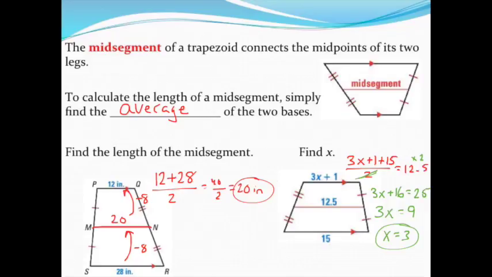Let's check this one the same way or a similar way we did the first problem. If I were to plug 3 back in for x, 3 times 3 is 9, and 9 plus 1 gets me 10. So this base is going to be 10 up here. If I wanted to check this, let's add up our two bases. 10 plus 15 gets us 25. And if I divide by 2, I get 12.5, which was the length of my midsegment. So I know 3 must be the correct value for x.